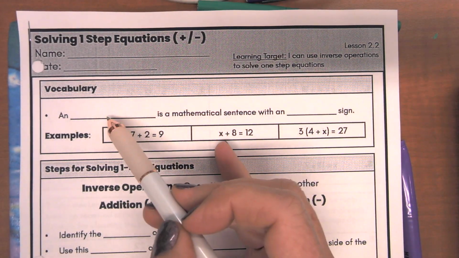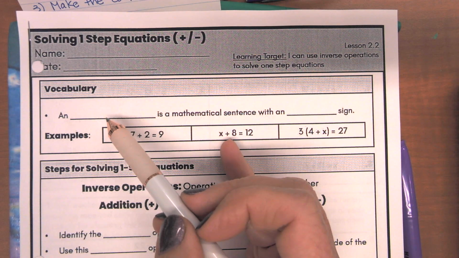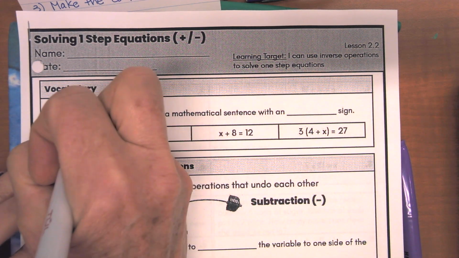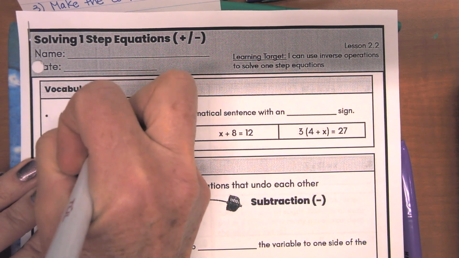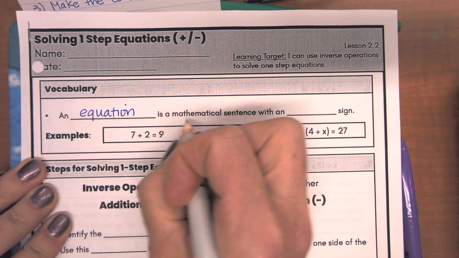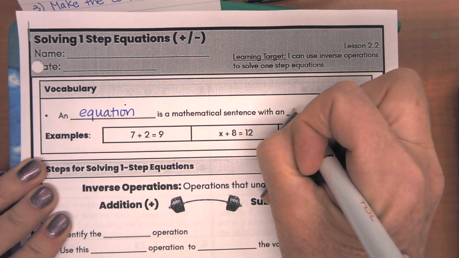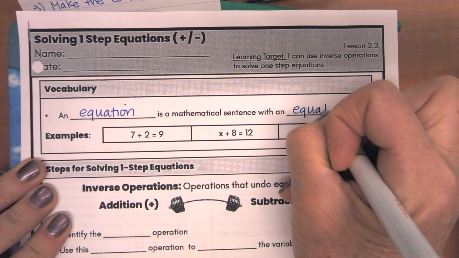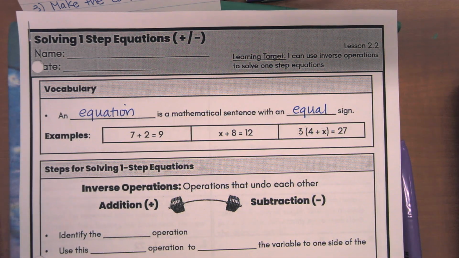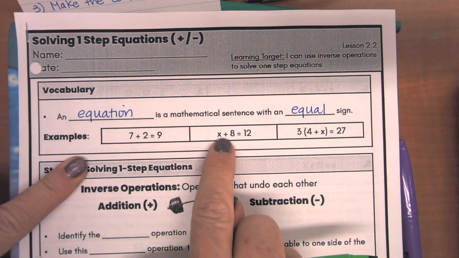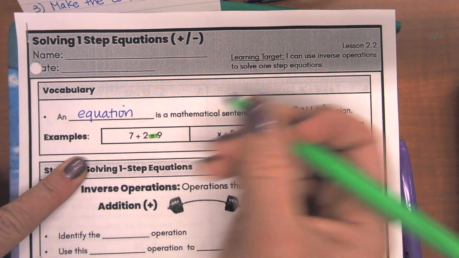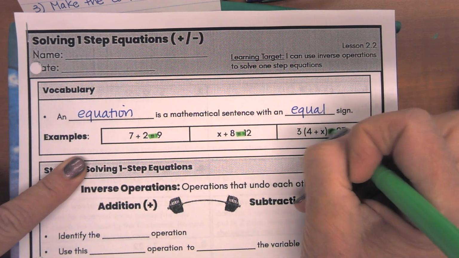So let's go ahead and first remind ourselves about the vocabulary. Remember that an equation is a mathematical sentence with an equal sign. Now, if we take a look here, we have 3 examples of equations. I have an equal sign, and an equal sign.